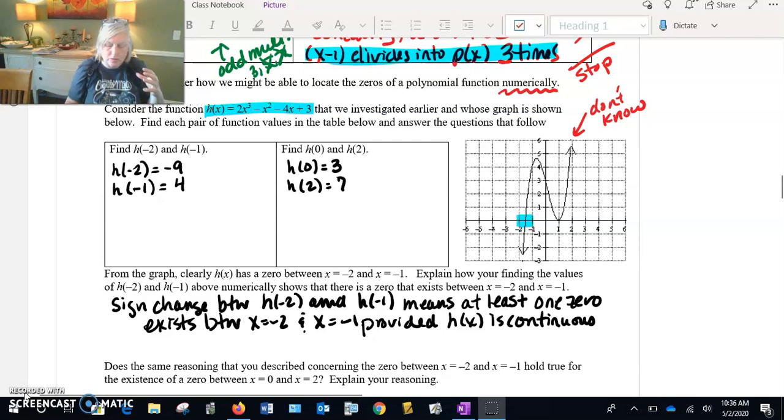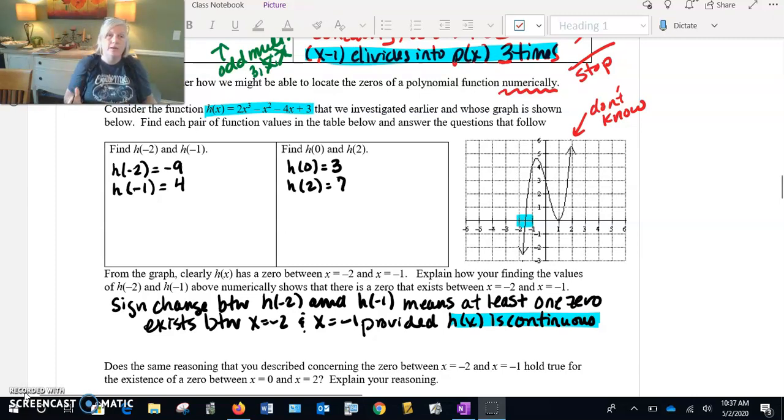And so with that sign change, because h of -2 was -9, that tells us that the function was below the x-axis. When h of -1 was 4, that tells us that the function was above the x-axis. And if the function is continuous, then pretty much the only way to get from below to above is to cross the x-axis.